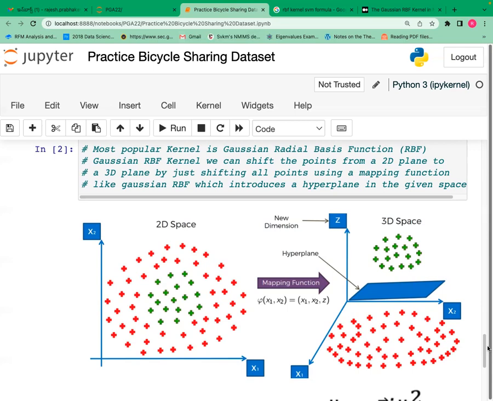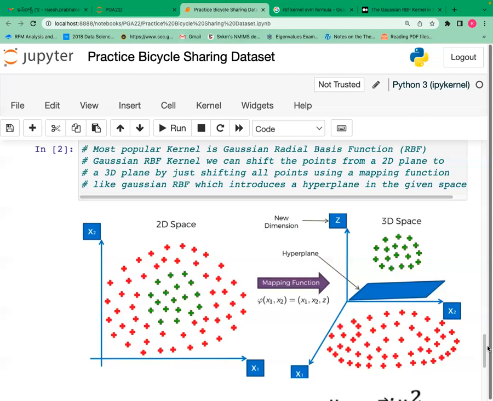But if they are not linearly separable, if they are very close to one another, then we have an issue. Then we have to start using the RBF kernel. So whenever you run support vector machines, if your data is very large, when I say very large, greater than 5,000 observations, we always by default go with the RBF kernel.